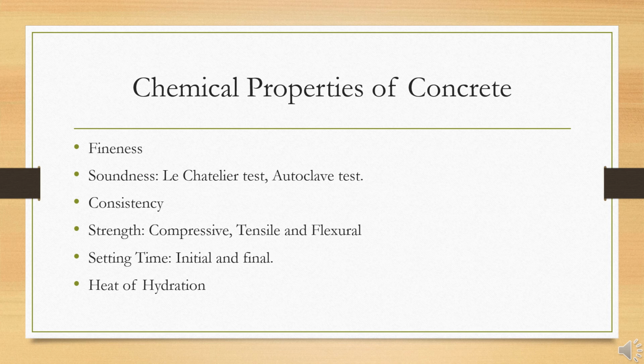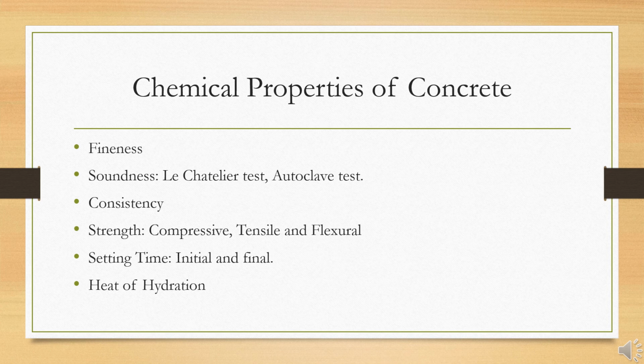The fourth property is strength. Now strength is actually affected by various factors, including water-cement ratio, curing condition, size and shape of a specimen, loading condition and age, and lastly the manner of molding and mixing. Now as presented in the slide, there are 3 types of strength. The first one being compressive, and then tensile and flexural.